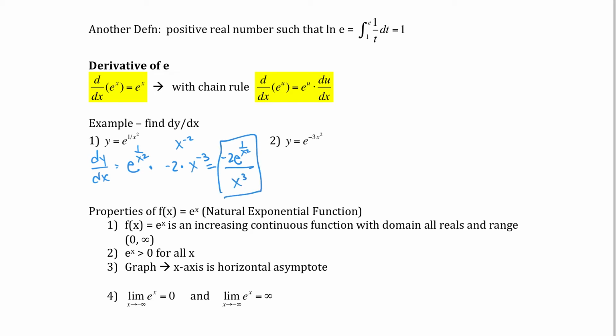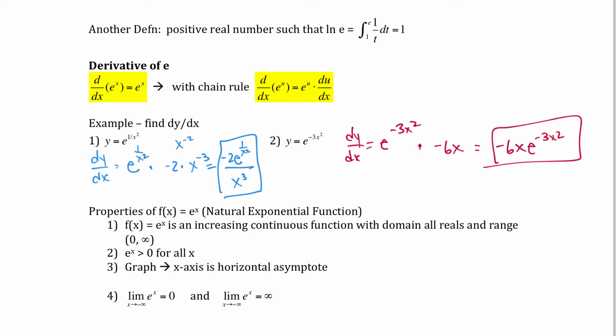Okay, let's take a look at this second one. On the second one, dy/dx is just going to be e^(-3x^2) times, now I need to chain rule that, that's going to be -6x to the 1st. And rewriting all this, I'm going to get -6x e^(-3x^2).